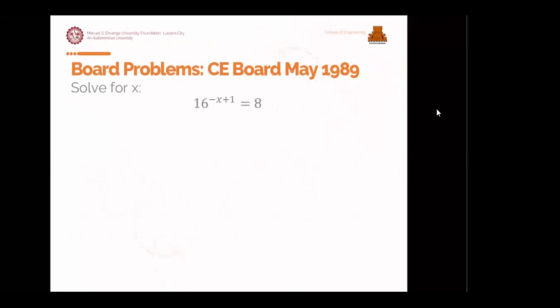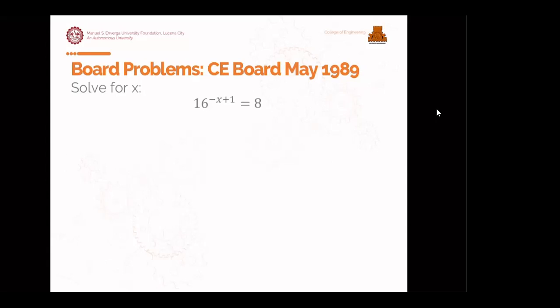Ayan, unang last May 1989 sa CE board. So, we have 16 raised to negative x plus 1 is equals to 8. Okay. So, ang pinakaunang dapat nyong gawin kapag may ganitong problem is to find a common base dun sa lahat ng numbers present in the equation. So, si 16 and si 8, kailangan ma-relate mo siya together, no?